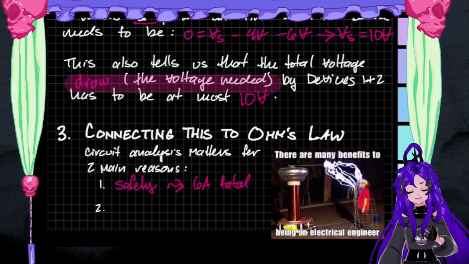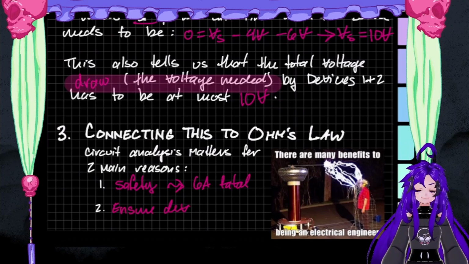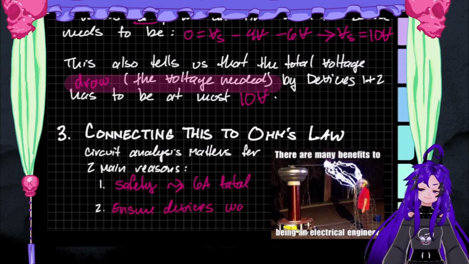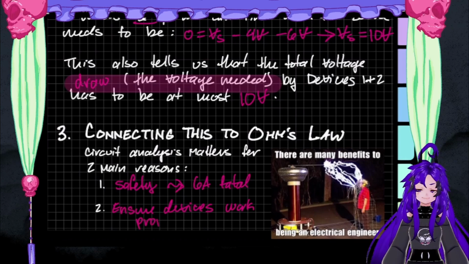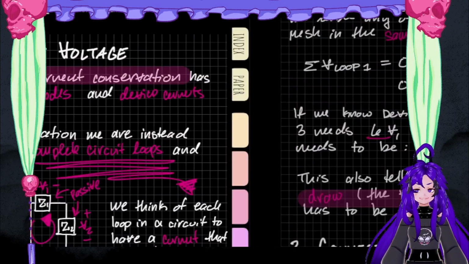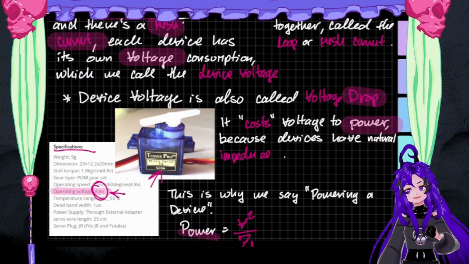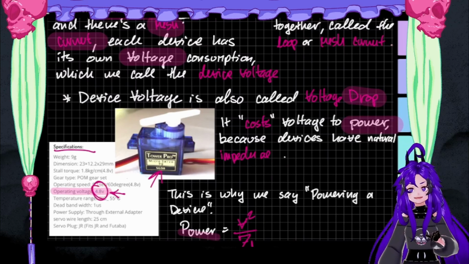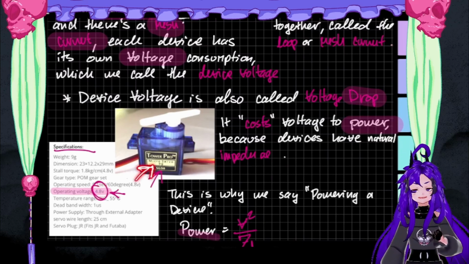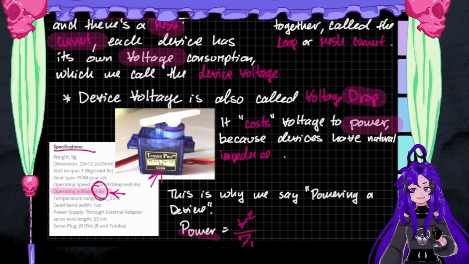The other reason is to ensure that your devices work properly. So that little tower servo is not going to run reliably if you give it under 4.8 volts. It might still rotate its little servo horn, but it's going to jitter.